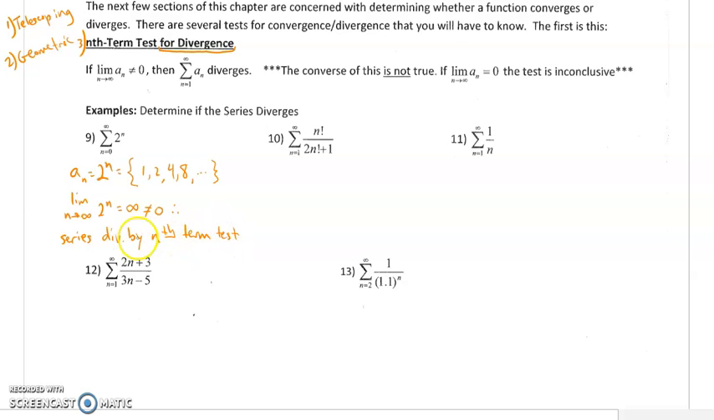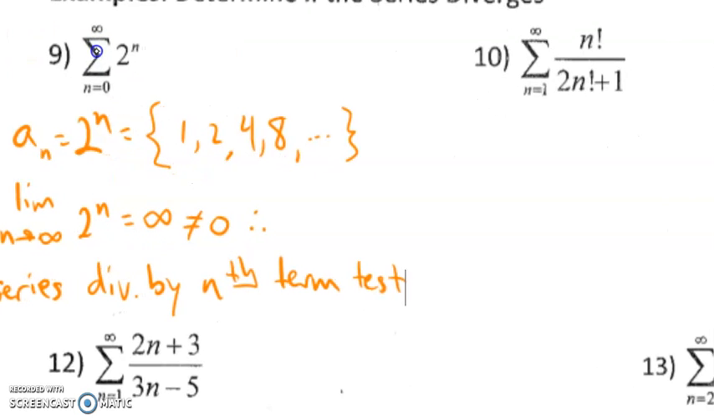Okay, that's the only conclusion we can come to using the nth term test. We can never say the nth term test tells us of convergence. All right, so let's take a look at this next one. Maybe we can zoom in so we don't have to squint so much.